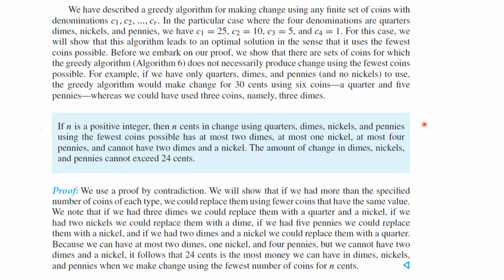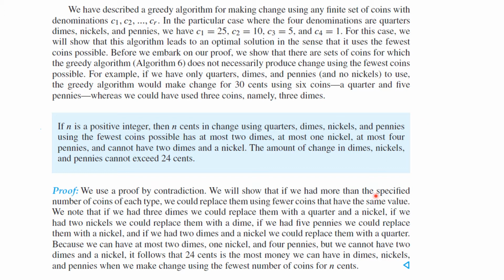Now this is called a lemma, and this is a result that we're going to use to prove the bigger theorem. So let's follow along with the proof of this. If n is a positive integer, then n cents in change using quarters, dimes, nickels, and pennies, using the fewest coins possible, has at most 2 dimes, at most 1 nickel, and at most 4 pennies, and cannot have 2 dimes and a nickel. And moreover, the amount of change in dimes, nickels, and pennies cannot exceed 24 cents.